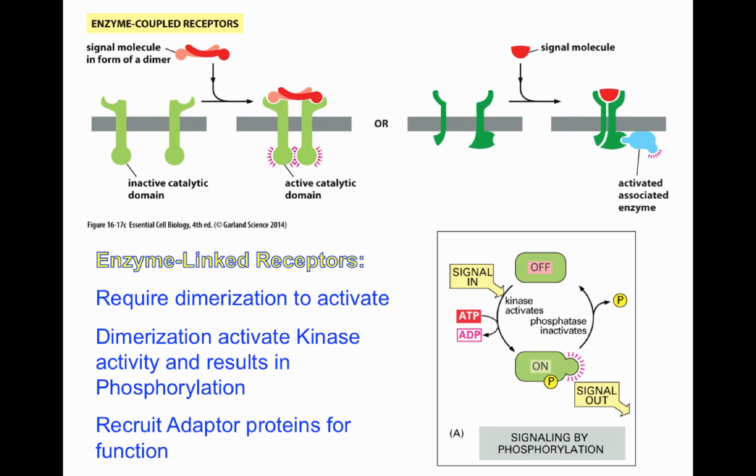Other ones, like the one shown here on the right, once they bind the signal molecule, are able to bring in and recruit accessory molecules, which we tend to call adaptor proteins. So those adaptor proteins are able then to have function. These are going to require, number one, dimerization to activate. So the monomers are inactive while the dimers are active. They are going to activate a kinase activity that is going to result in phosphorylation, and that phosphorylation will help recruit adaptor proteins with different functions.